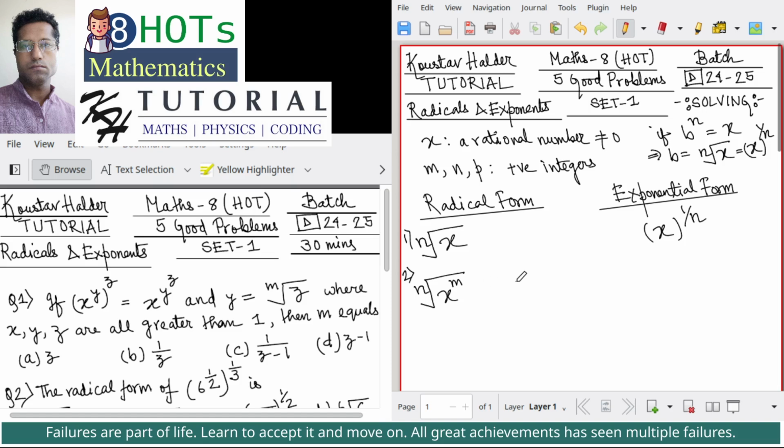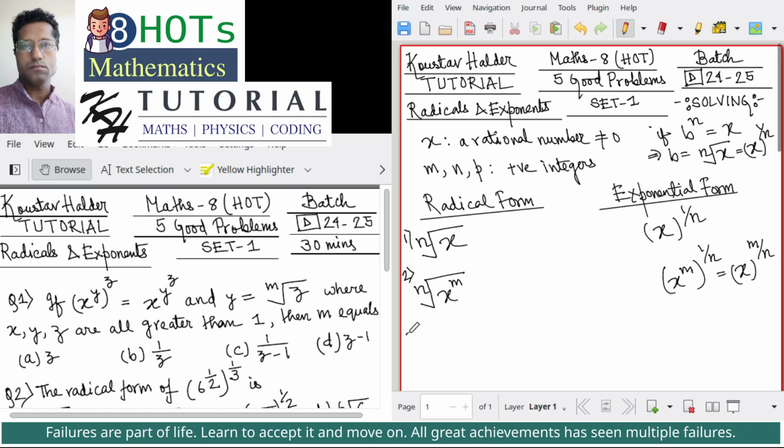If we want to express this in the exponential form, it will be x to the power m, and this whole raised to the power 1 by n. Now if you further simplify it, this will be x to the power m by n.